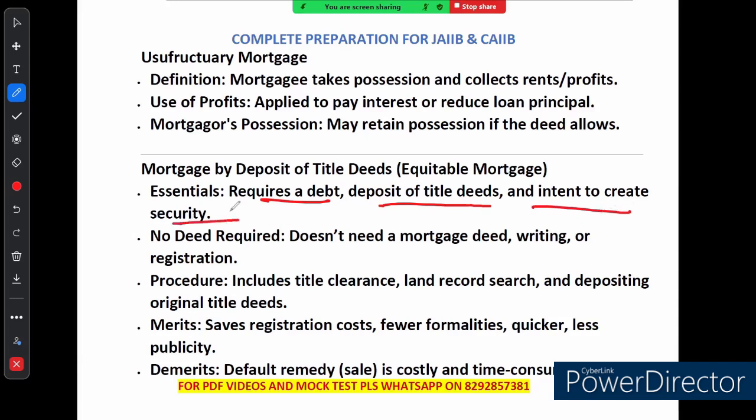The best part is that there is no need for a mortgage deed or any registration. It is simpler and faster. Procedure: first a title clearance is done, which includes a search of the land record. Then you deposit your original title deed with the bank as security.